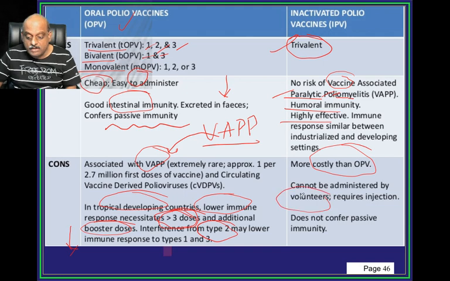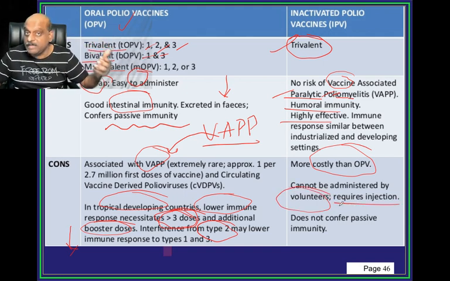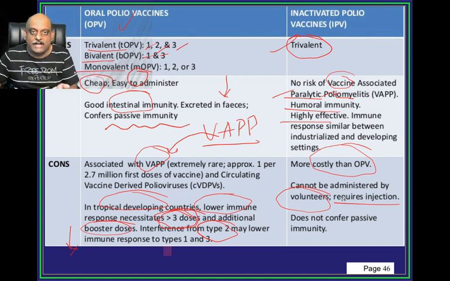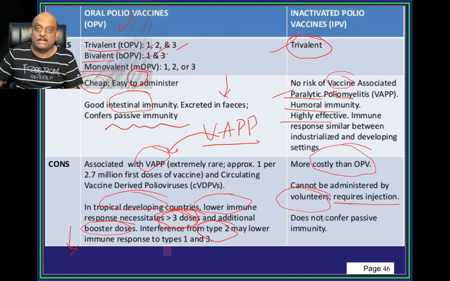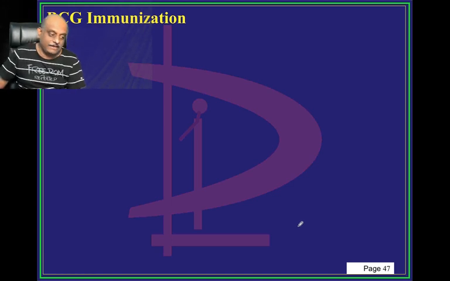You cannot give it to volunteers. It cannot be administered by volunteers. Obviously, because it is injectable, volunteers cannot do it, whereas oral can be administered even by volunteers. A school teacher can administer it. It does not confer any passive immunity. Inactivated polio vaccine is what you need to remember.